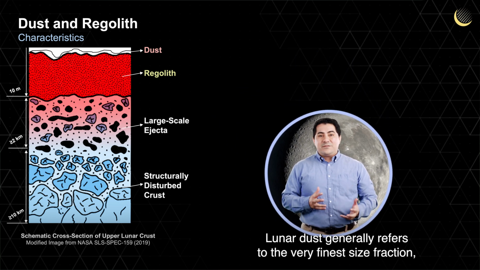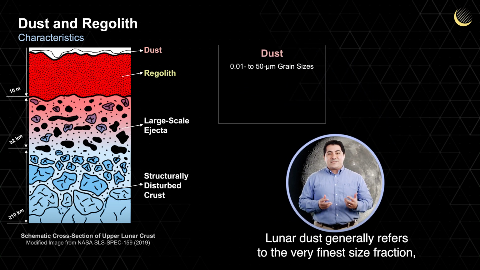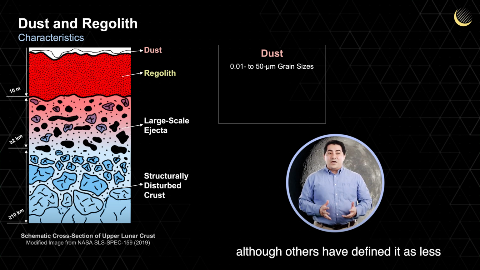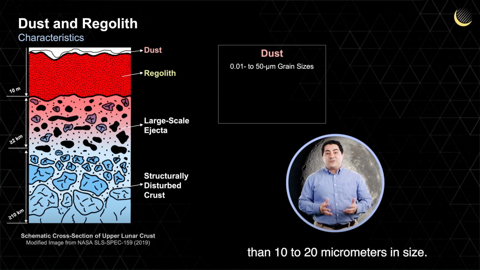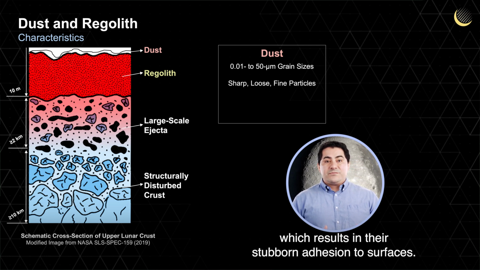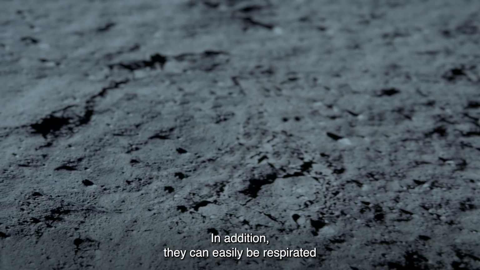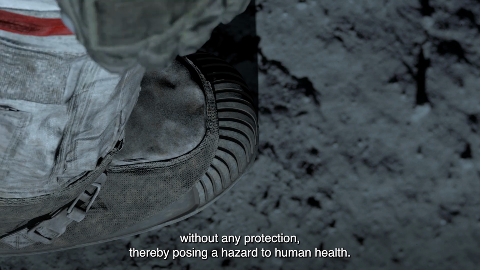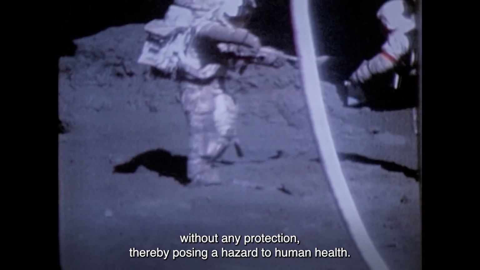Lunar dust generally refers to the very finest size fraction, with grains typically less than 50 micrometers in size, although others have defined it as less than 10 to 20 micrometers in size. Dust particles are fine, loose, and sharp, which results in their stubborn adhesion to surfaces. In addition, they can easily be respirated without any protection, thereby posing a hazard to human health.